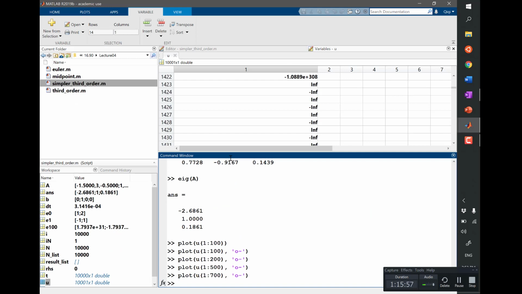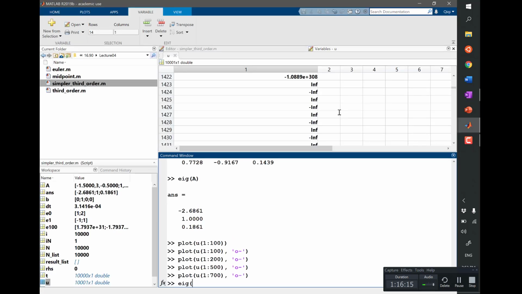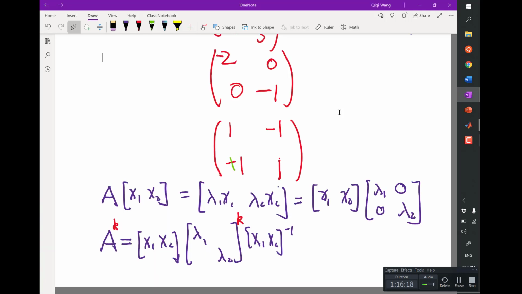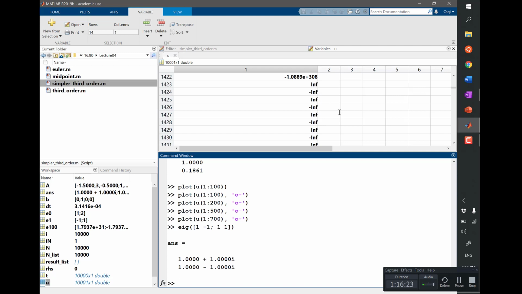By the way, I'm going to give you an answer. Does anybody have an answer to my previous question? If the matrix is like that, has a +1 as opposed to -1, how would it grow? What is the eigenvalue that matters? Well, it's a little bit unfair, you don't have MATLAB, so I'm going to calculate the eigenvalues for you. It's going to be 1 plus minus i.